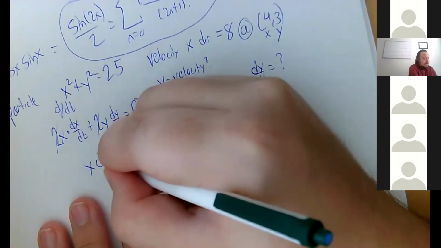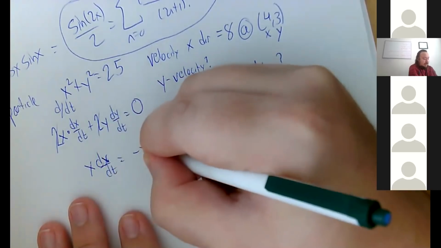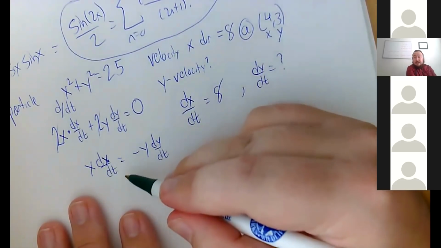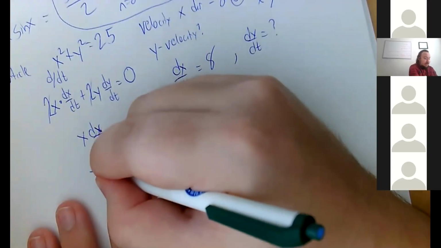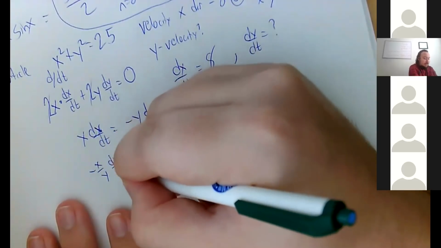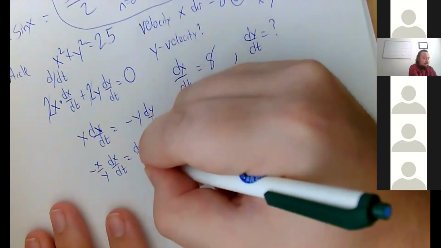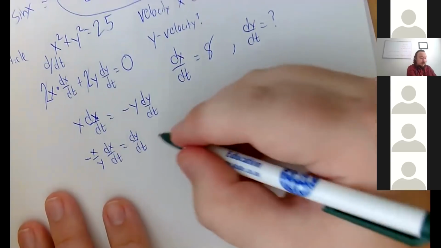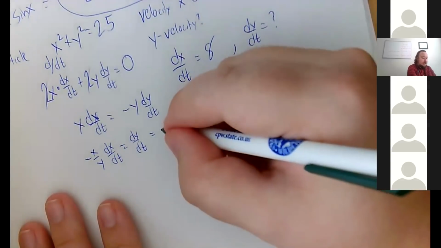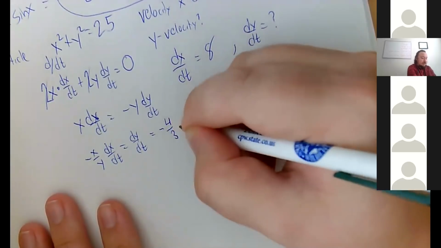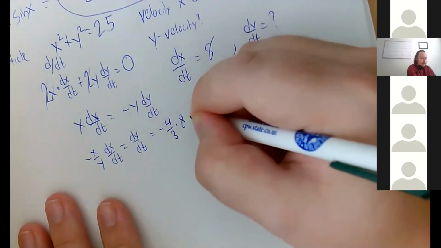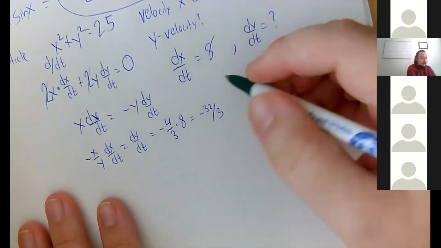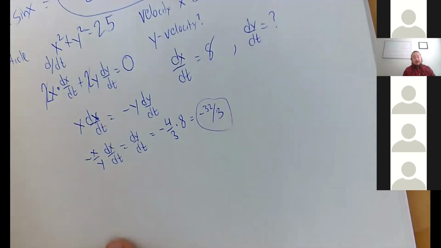So I have x dx/dt is negative y dy/dt. And then I'm going to divide by negative y. So I have negative x over y dx/dt is dy/dt. And then now I actually have all of the ingredients necessary to plug in over here. x was 4, y was 3, and this was 8. So we end up getting negative 32 over 3 for our dy/dt.